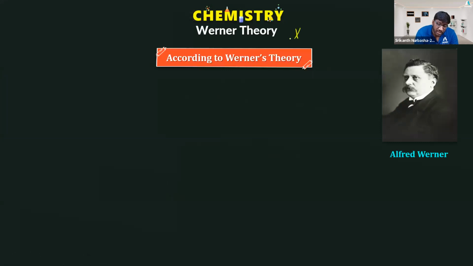Then comes the theory, students. Up to now, whatever concepts we have studied from the starting till now are just basic concepts. Our coordination chemistry starts when you try to explain the bonding.